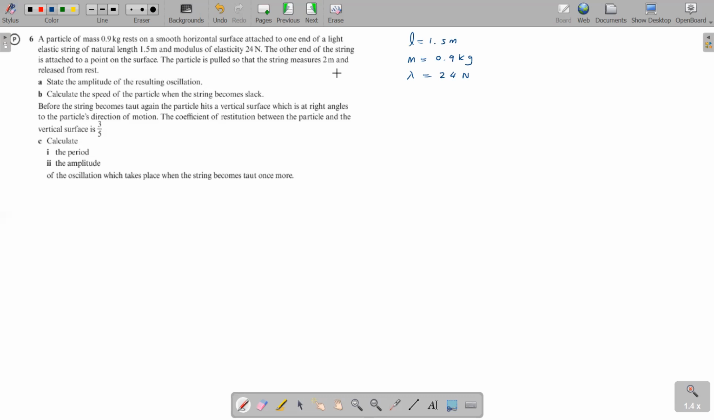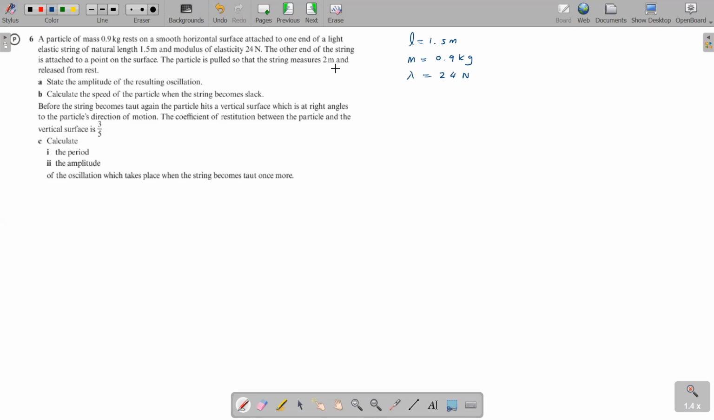So can you see what's happening? You're pulling it beyond the natural length. Remember, the initial distance you pull beyond the natural length immediately becomes the amplitude. Okay, so how much is the amplitude? Natural length is 1.5. You are pulling it to 2 meters. So amplitude should be 0.5 meters. Are you with me? And is released from rest. Find the amplitude of the resulting oscillation.